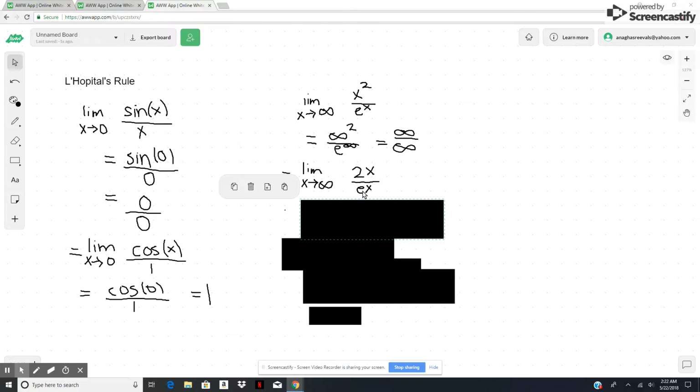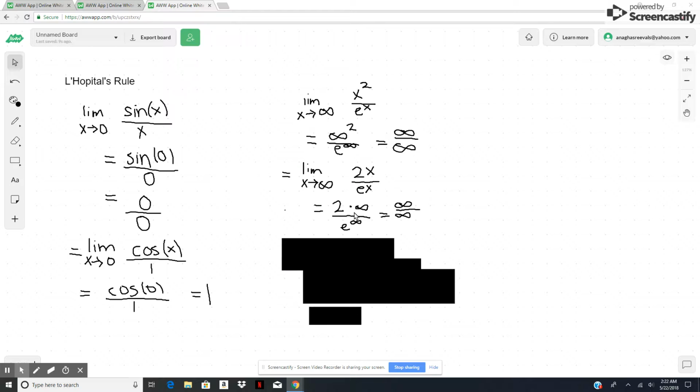This does not look like e to the power of infinity, but it is. So when you re-evaluate, you end up getting 2 times infinity over e to the power of infinity, which again is just infinity over infinity, because you can take the 2 away as a constant. So again, you get an indeterminate form, but when you're doing L'Hopital's rule, you do not necessarily have to stop after just using the rule once. You can use the rule again.